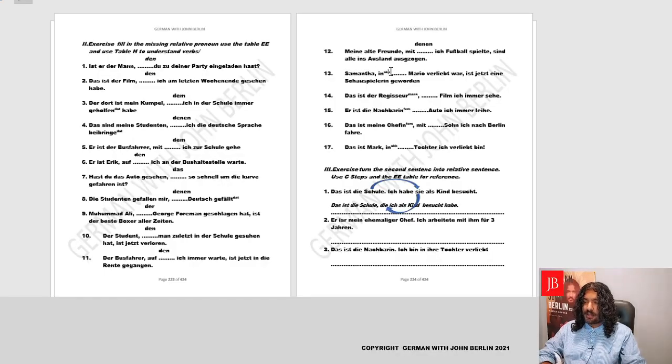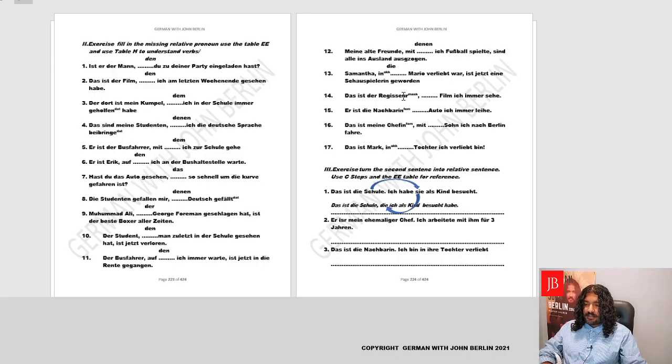We'll be learning verb and preposition combinations in the future. But this one, I can tell you, is accusative. So you just need to replace it with accusative feminine. You all know it's den, die, das, die. So we'll pick up die. Yes. So: Samantha, in die Mario verliebt war, ist jetzt eine Schauspielerin geworden. Samantha, in whom Mario was in love, has now become an actress. Yes. So this is like accusative, in whom.